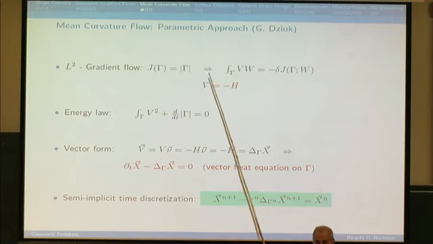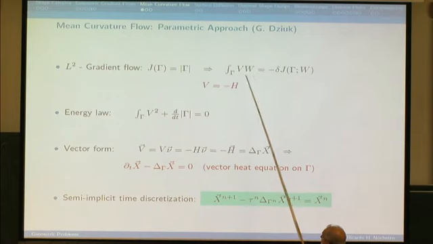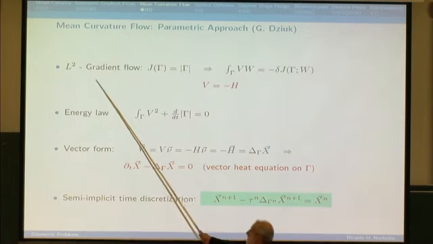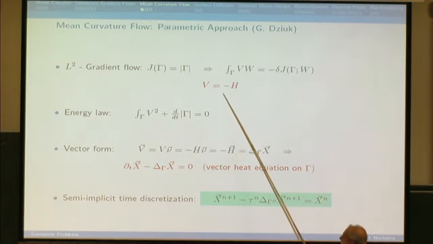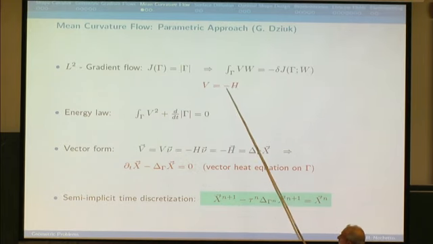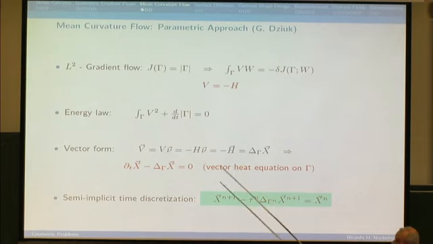You may remember from before. If you don't remember, I remind you. The shape derivative was h. So this is the gradient flow. The scalar product is L2. This is an L2 gradient flow, equal minus the shape derivative, and that leads to this equation. That's the mean curvature flow. Normal velocity is equal minus the scalar mean curvature on the boundary.